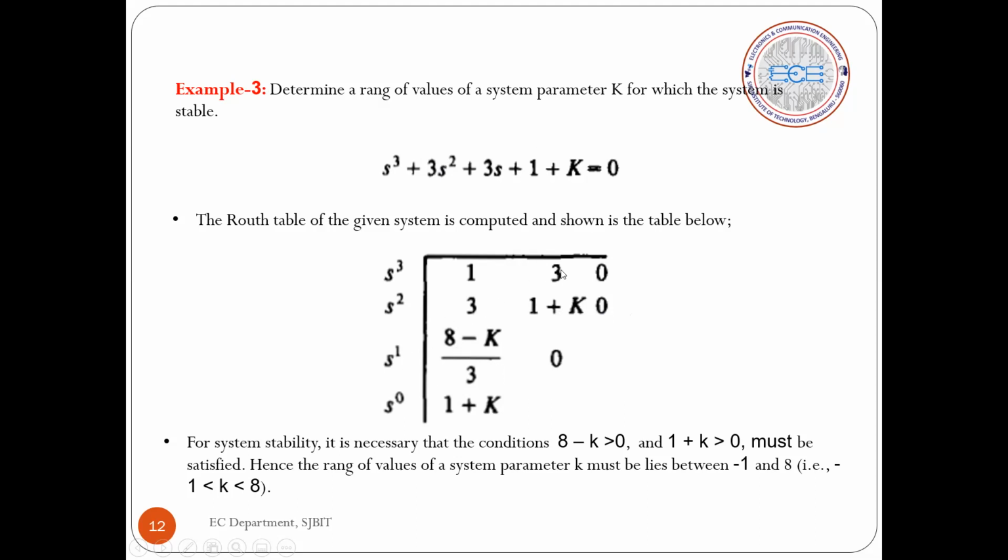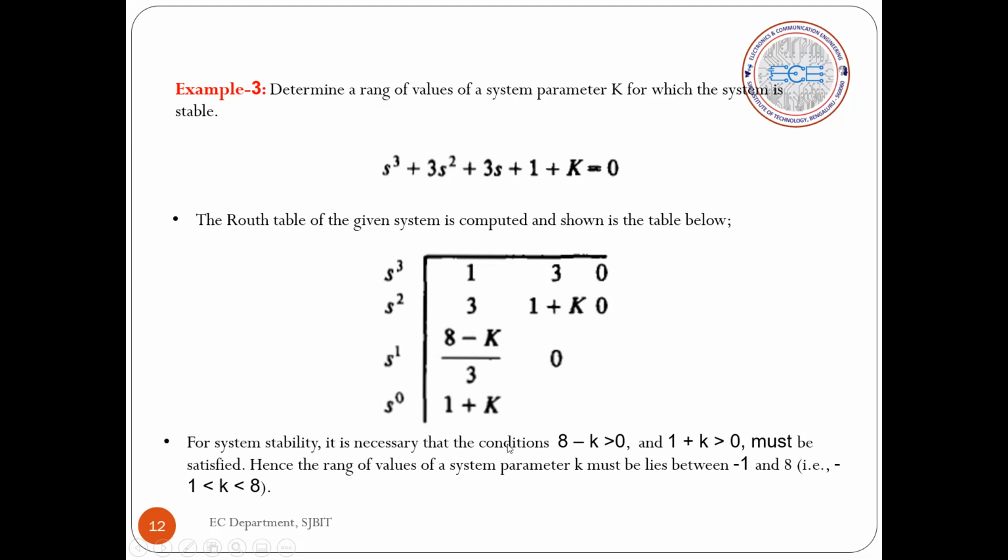How? It is 3 into 3, 9, minus 1 into 1 plus k. If I compute that, I'll find 8 minus k in the numerator divided by 3. That 3 we will be taking here. Similarly, how to compute this? I have to multiply 8 minus k divided by 3 with 1 plus k, minus 3 into 0, divided by 8 minus k divided by 3. The denominator 8 minus k by 3 cancels with the numerator 8 minus k divided by 3. I am left with only 1 plus k here.